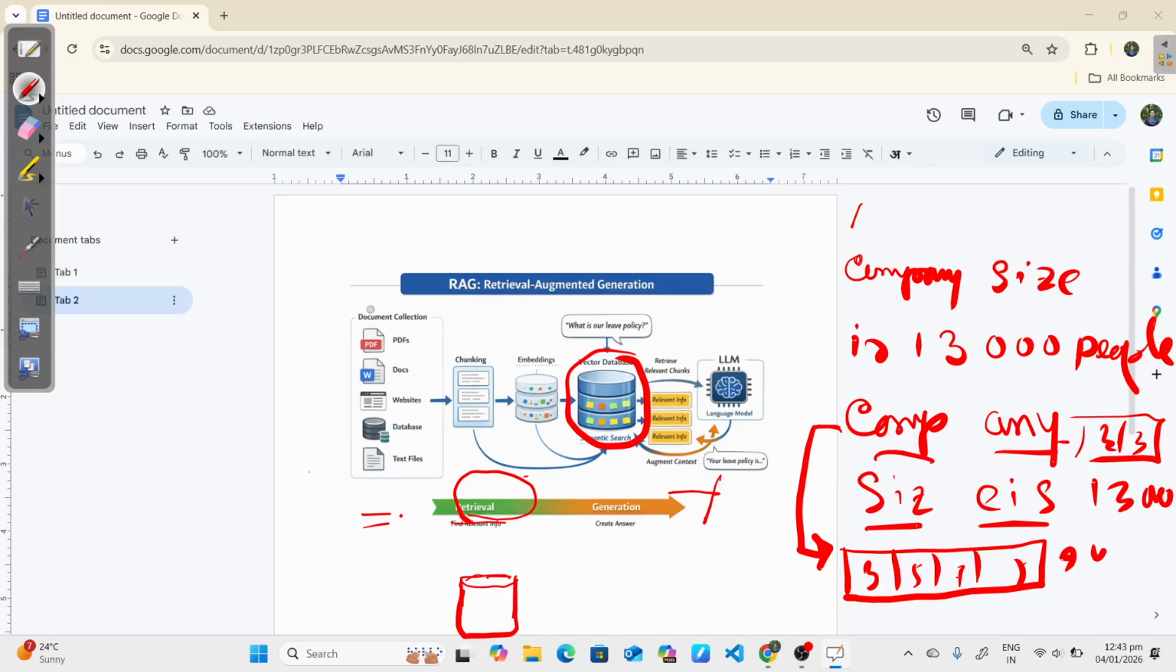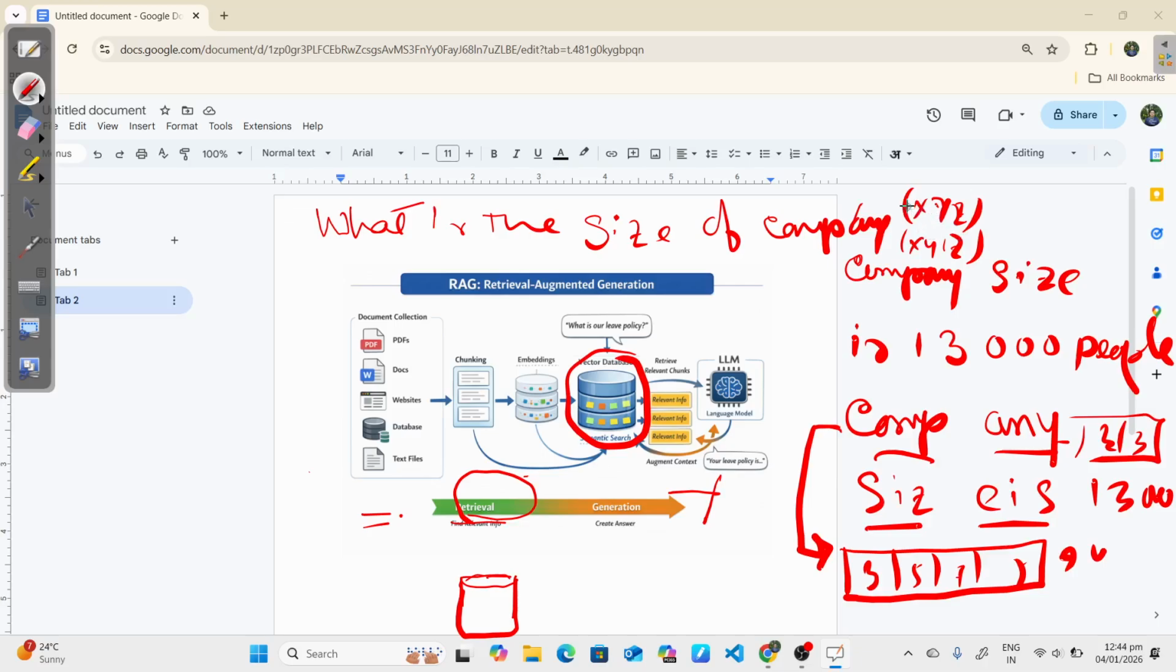Suppose you are searching something. Now, the company size is 13,000, and with this answer only we will answer. Suppose the prompt is, what is the size of the company? Suppose it is some XYZ company, and we are also asking about the same XYZ company. Once it passes the query, RAG will not search in keyword form; it will also break the sentence into chunks. Some vectors will be generated, and based on the vectors, semantic search will happen.